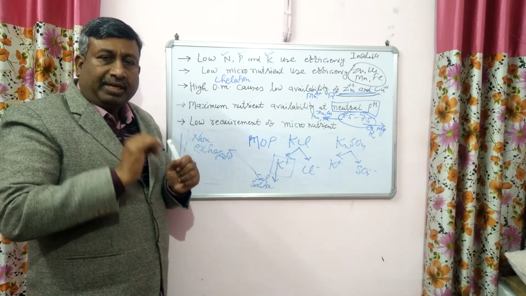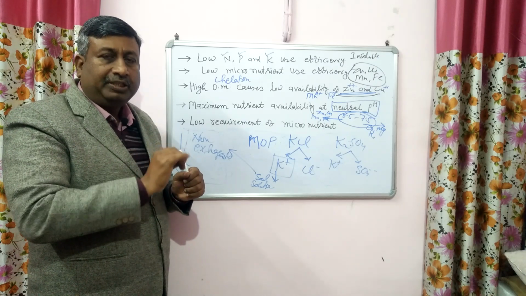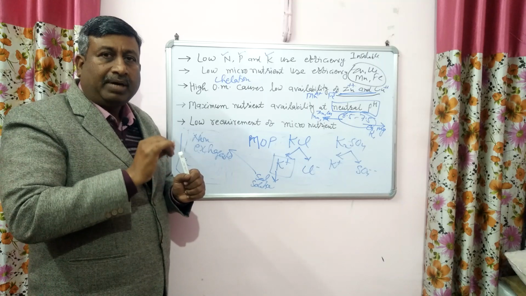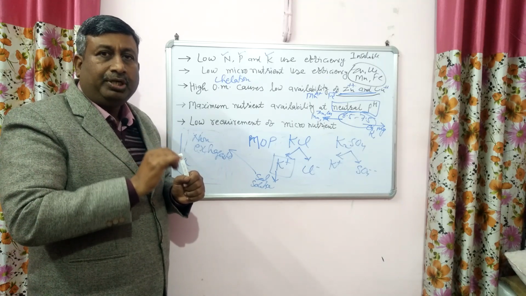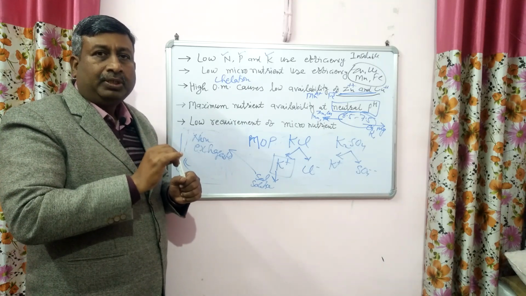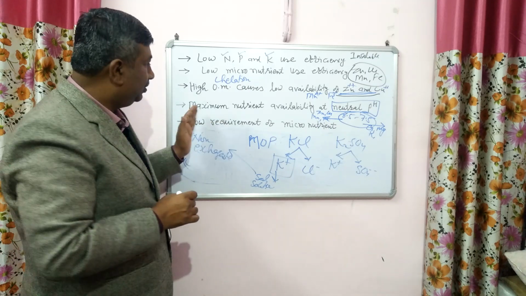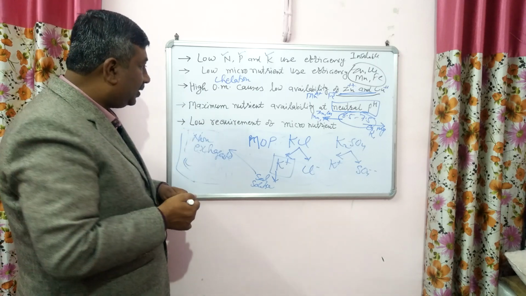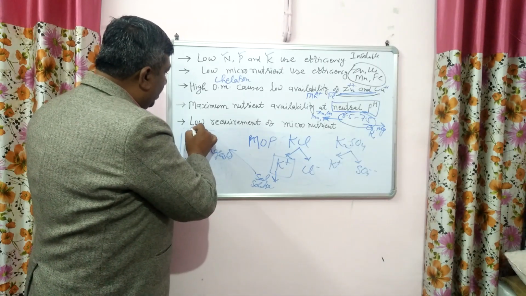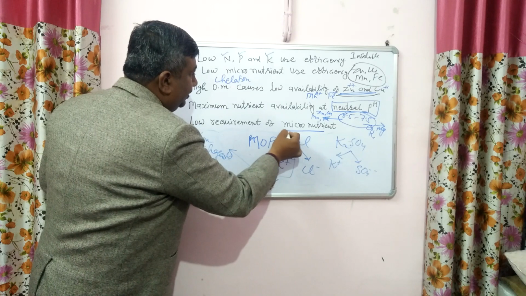Number one, maximum nutrient solubility at this pH range. Number two, maximum microbial activity, which is involved in nutrient transformation, mineralization and nutrient release from organic matter. So this is the reason. Then another is why there is a low requirement of micronutrients.